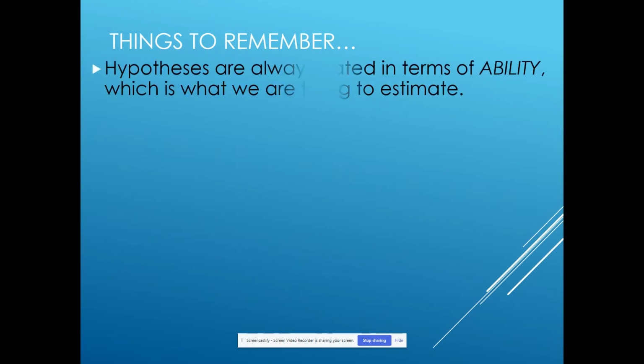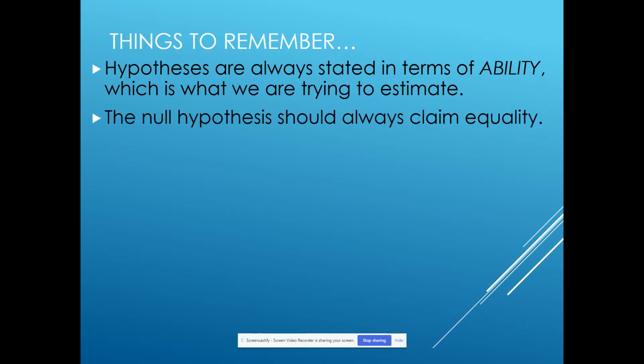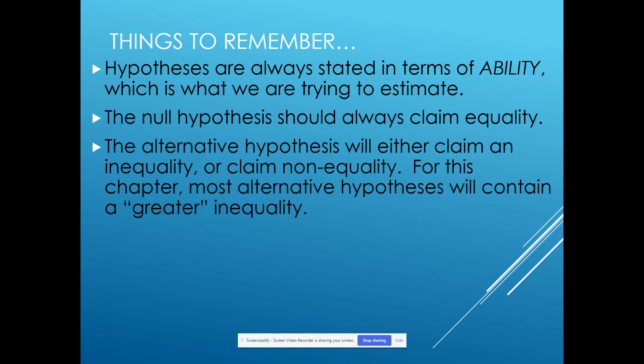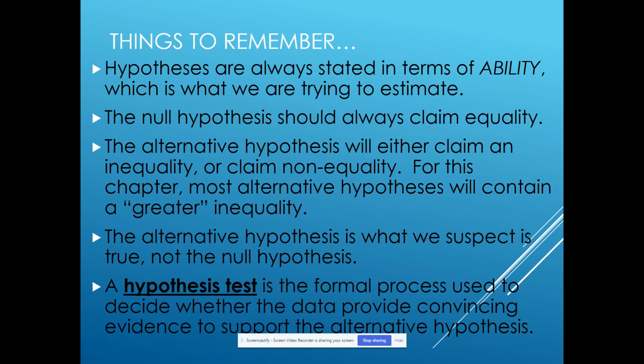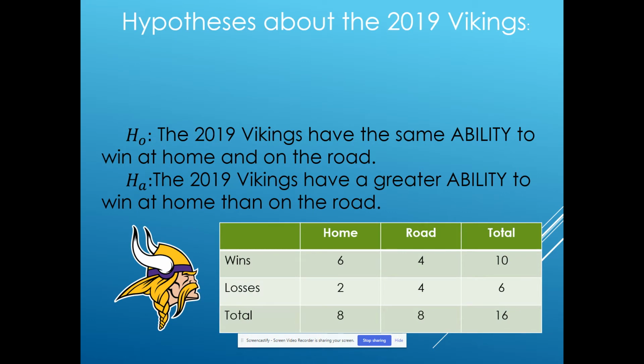So a few things to remember from our last lesson. Hypotheses are always stated in terms of ability. Your null hypothesis will always claim equality. Your alternative hypothesis will claim an inequality, and in this case, it's either going to be greater than or less than. Your alternative hypothesis is what we expect to be true, what we're hoping to show is true. To do that, we have to use a hypothesis test, the formal process used to determine if we have convincing evidence to support that alternative hypothesis.